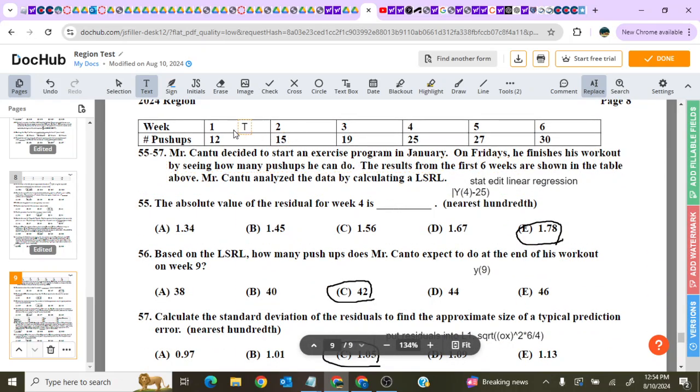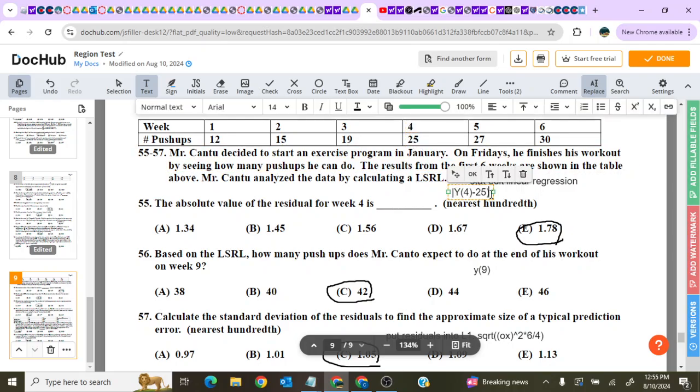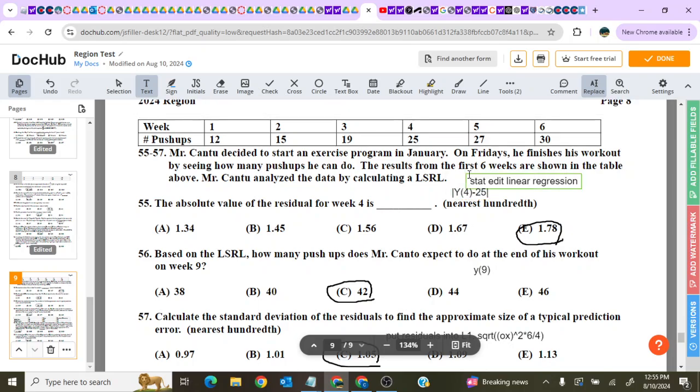55 through 57, you're given some data, and they analyze the data by performing a least squares regression model. So put the X's into L1, Y's into L2, and find the residual of week 4. So Y of 4 minus 25, absolute value of that. Once you do linear regression and store it into Y1, you will get a value of 1.78.